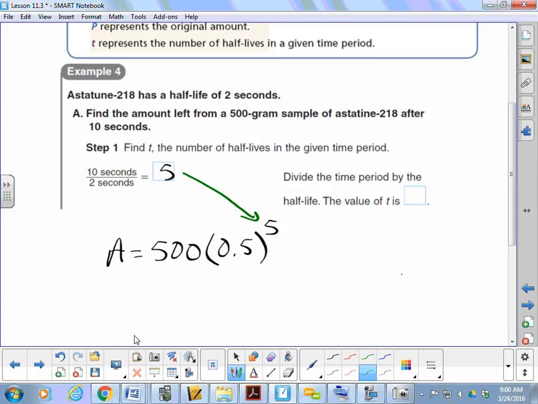Right? But the whole thing is, when you're using half-lives, this exponent here represents how many times we cut it in half. Right? So if the half-life is 5 years, and you're going to wait 50 years, then it cut it in half how many times? 10 times. All right? So you'll use 10 for your value of t. Okay.